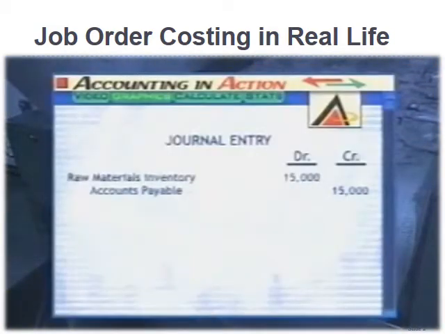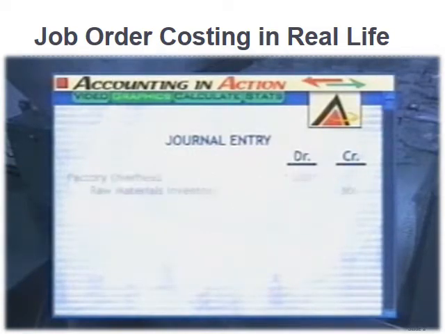As materials are purchased, the cost is recorded as an increase in the raw materials inventory account. A requisition for direct materials from production triggers an increase in the goods in process inventory account and a reduction in the raw materials inventory account. A requisition for indirect materials triggers an increase in factory overhead and a reduction in the raw materials inventory.